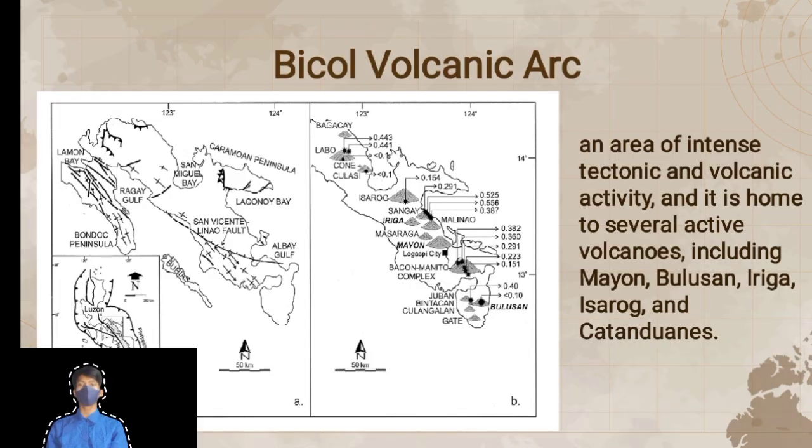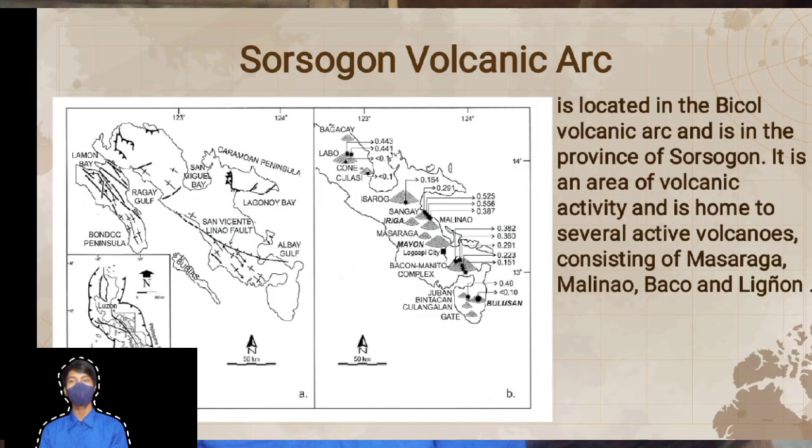First is the Bicol Volcanic Arc. The Bicol Volcanic Arc is an area of intense tectonic and volcanic activity, and it is home to several active volcanoes including Mayon, Bulusan, Iriga, and Isarog. Next is the Sorsogon Volcanic Chain. The Sorsogon Volcanic Chain is located within the Bicol Volcanic Arc and is in the province of Sorsogon. It is an area of volcanic activity and is home to several active volcanoes: Masaraga, Malinaw, Baco, and Lignon.